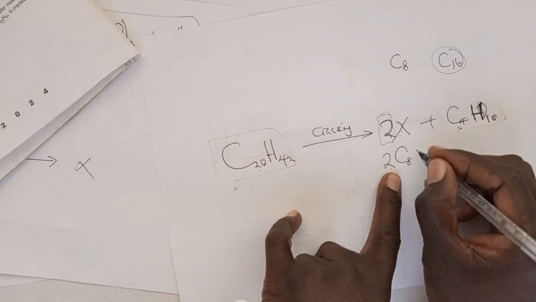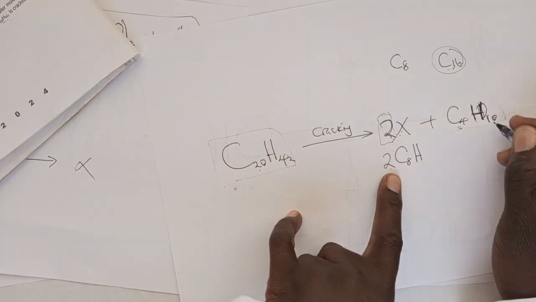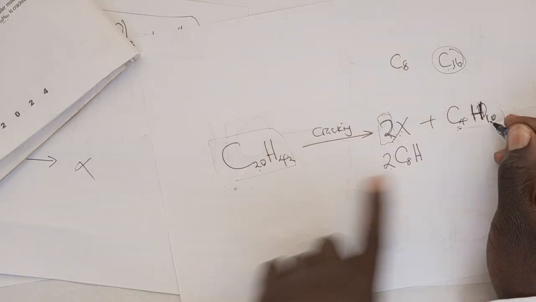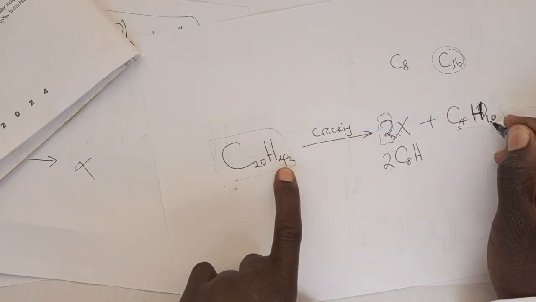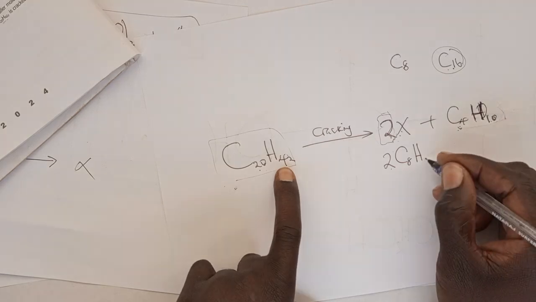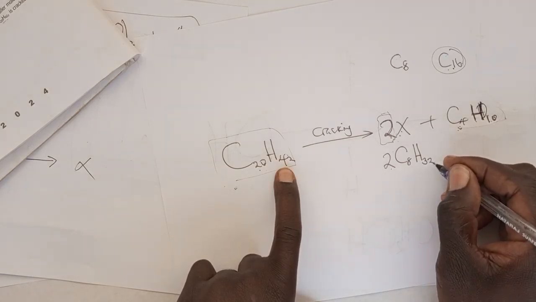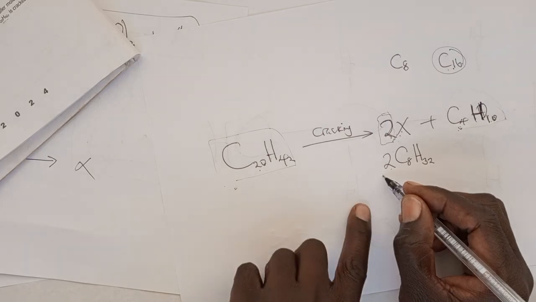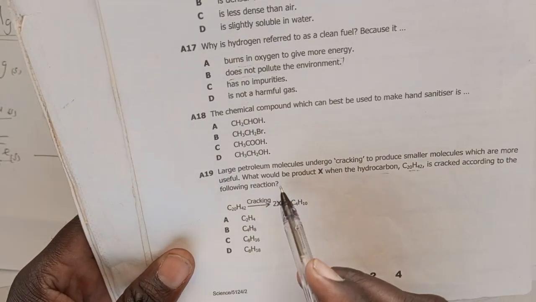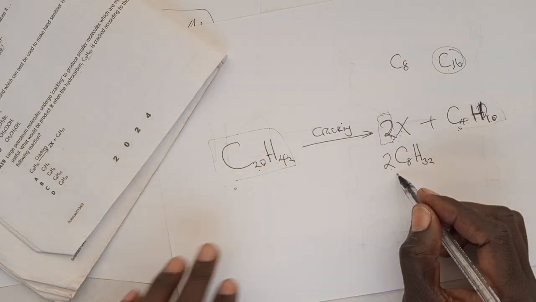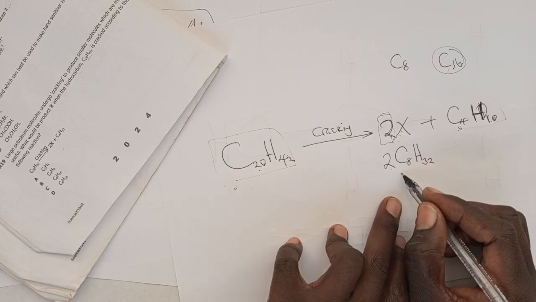it gives us 16. And then on the H, we already have 10 here, 42. We are now remaining with 32. So here we must have 32. So the question is saying, what would be product X? Now X must be this.